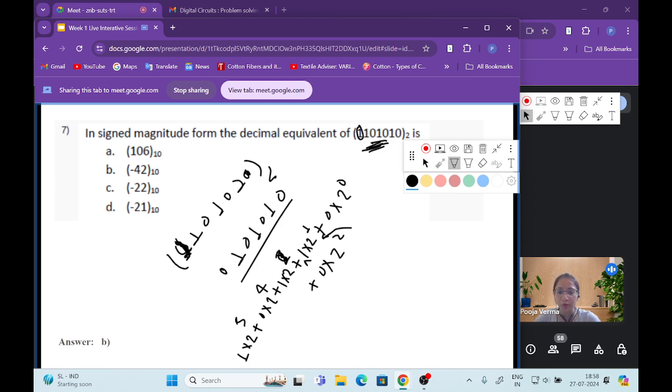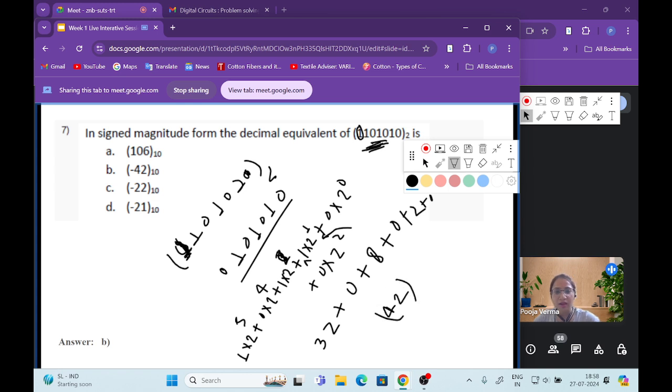So what will be 2 to the power 5? 32. Plus here 0 multiplied by 2 to the power 4, so always 0. Then 2 to the power 3 is 8, multiplication with this, again it is 0. Again 2 to the power 1 into 1, so 2. And 2 to the power 0 is 1 multiplied by 0. So if you add this, you will get 42.